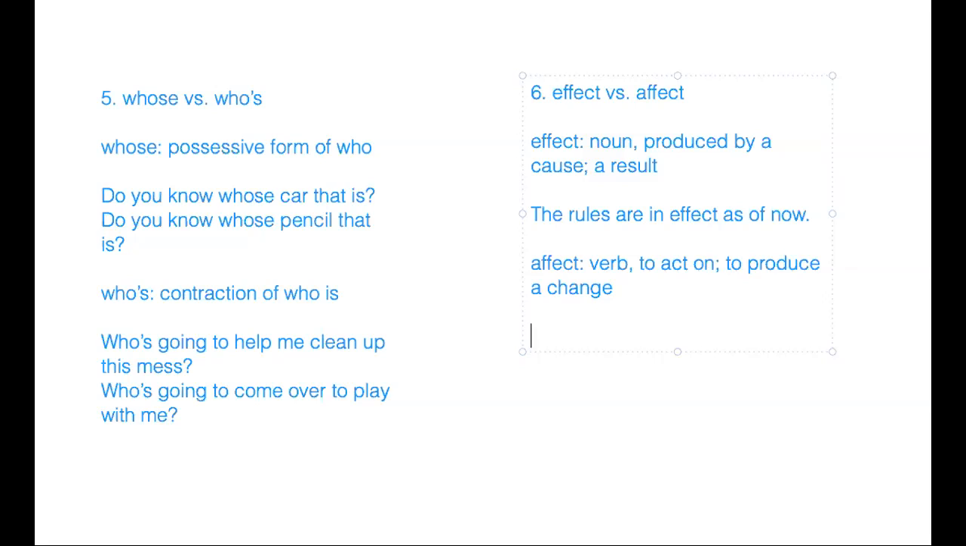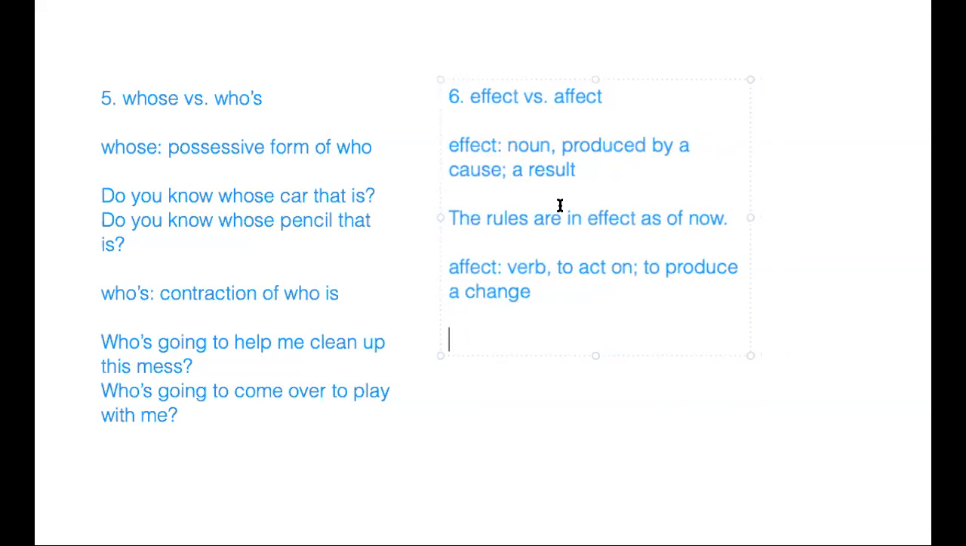Yes. It says the rules are in effect as of. Do I have to write anything after of? As of, oh, can you not see it says now? Oh. Is that better? Yeah. Great question. I'm glad we clarified that.